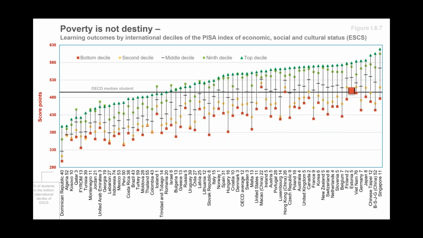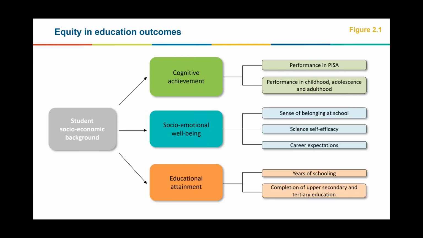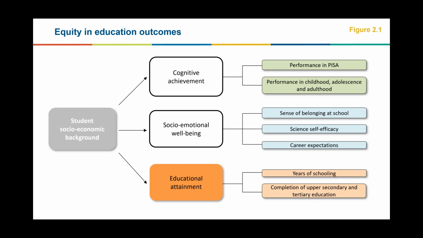That was an important starting point for us to ask ourselves, what drives those differences that you can see here on the chart? And we didn't want to limit ourselves just to performance on PISA, the cognitive outcomes. We've also looked at social and emotional factors, the sense of belonging that students feel at school, their sense of ownership, their growth mindset or self-efficacy, and also how they see their own future, their career expectations. And last but not least, we look at very traditional measures like years of schooling or the completion of school or university. Let's start with the last, the educational attainment.